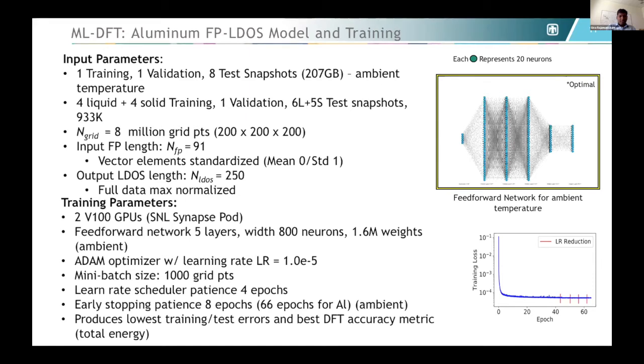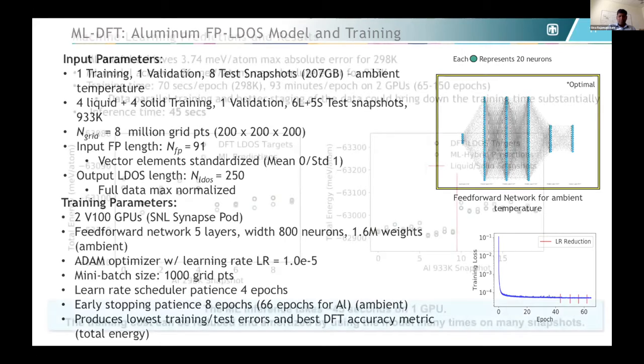And I talked about what the network looks like. There is a cartoon of the network on the right side, like a compressed version. And there are a lot of training parameters, if you are interested in reproducing this, that are listed there. The main thing is that we used 1,000 grid points as a mini batch and we train on it. And that's the one thing somebody might ask.